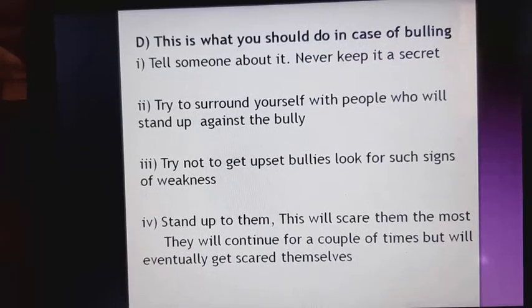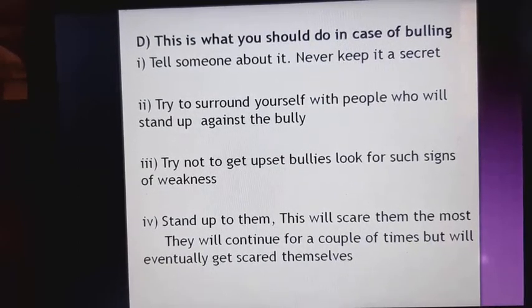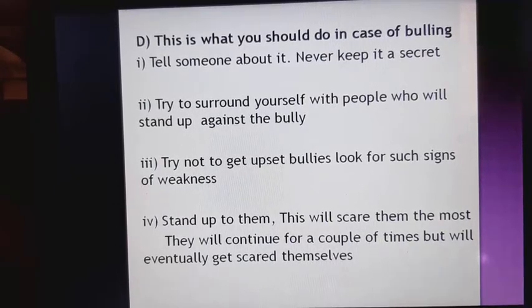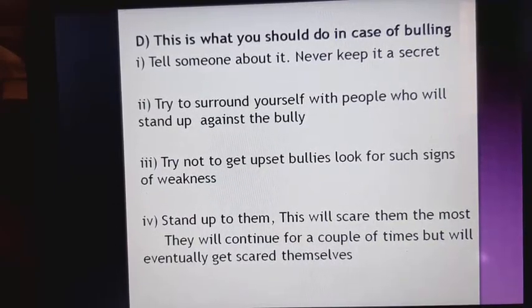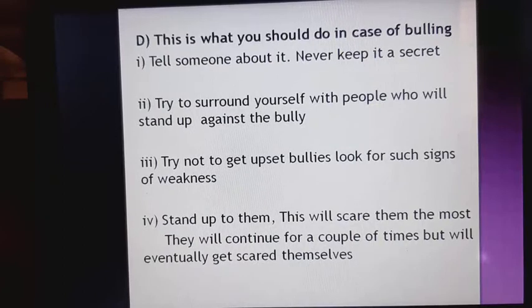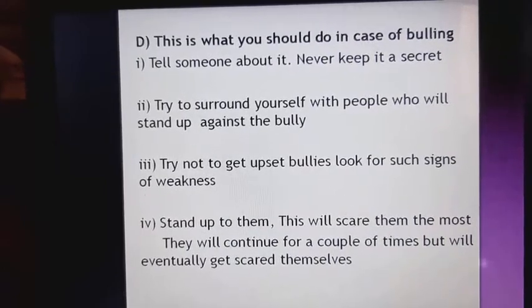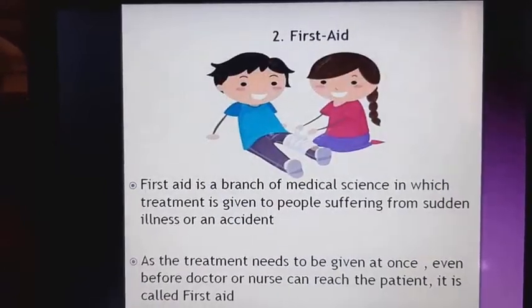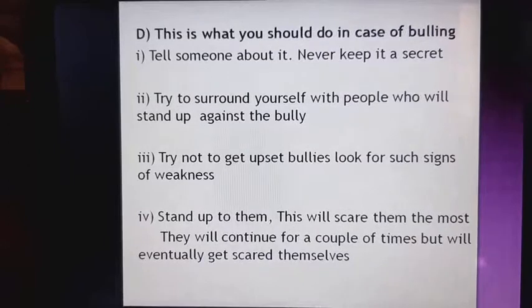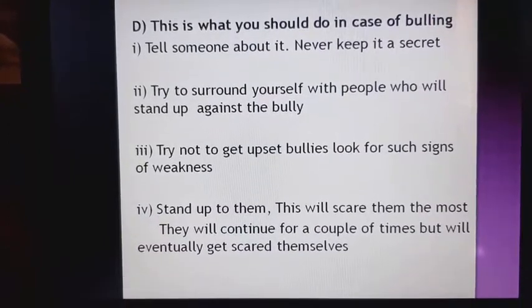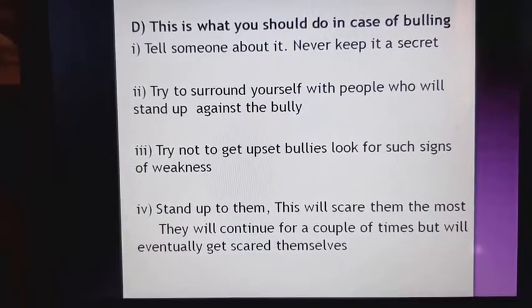Fourth, stand up to them. This will scare them the most. They will continue a couple of times but will eventually get scared themselves. So bullying is an act that we should not follow or tolerate.